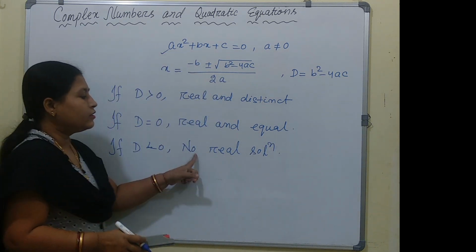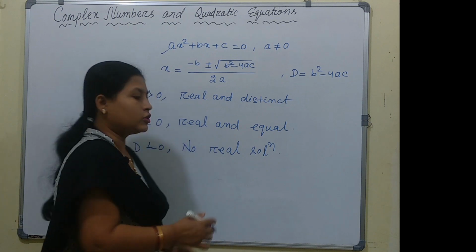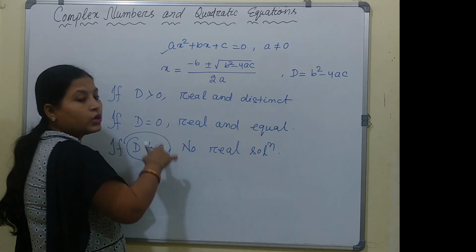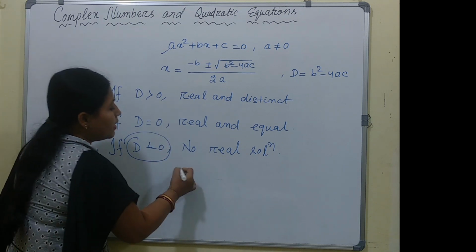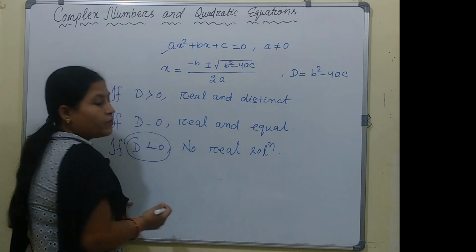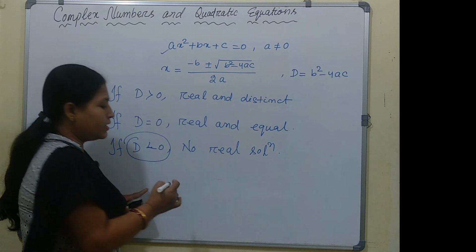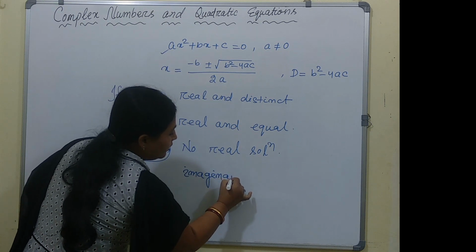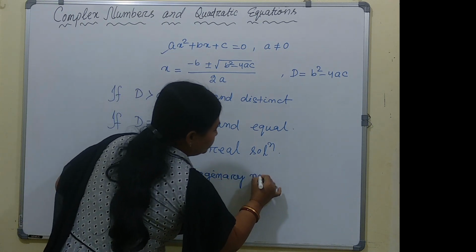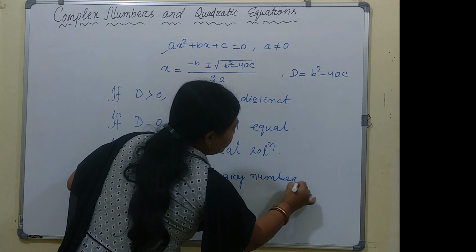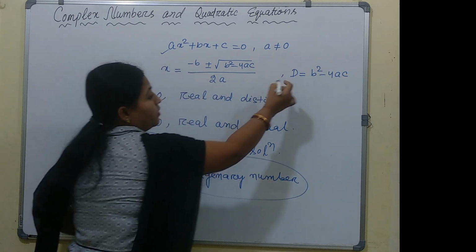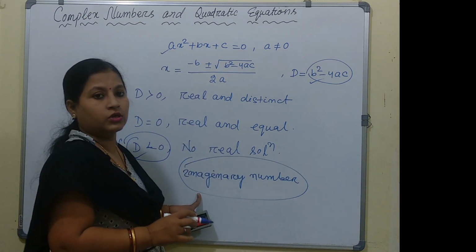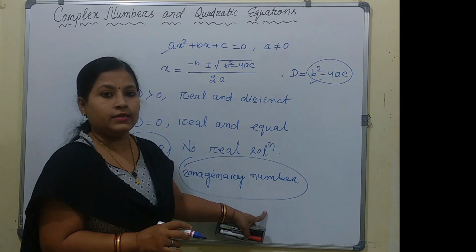So we extend the real numbers to imaginary solutions. If D < 0, then the solution of the quadratic equation is a complex number, that is, an imaginary number. So where the b² − 4ac part is less than 0, the solution of the quadratic equation is an imaginary number.